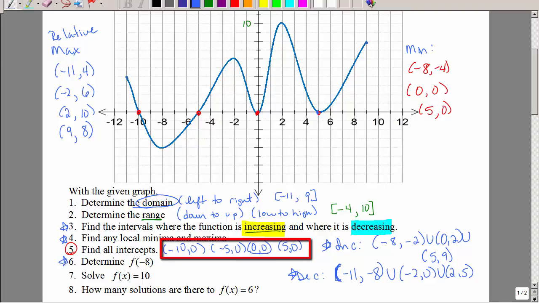Now what about this? Determine f of -8. That means when x is -8, what is y? So we go to the graph, x is -8. What's our y value?